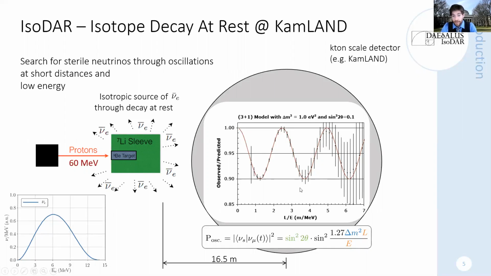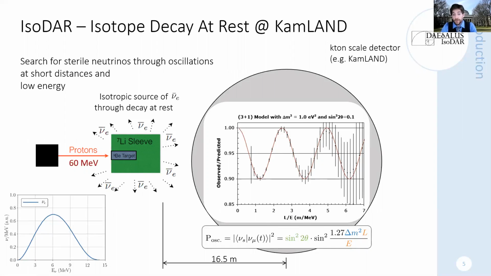So the beauty of this is that because KamLAND has very good energy and vertex resolution, we know pretty much exactly where the interaction happens inside the detector, and we know what the energy of the neutrino was. We have a very small uncertainty on the L over E, and we can make a very nice shape analysis to show whether or not there is one sterile neutrino.